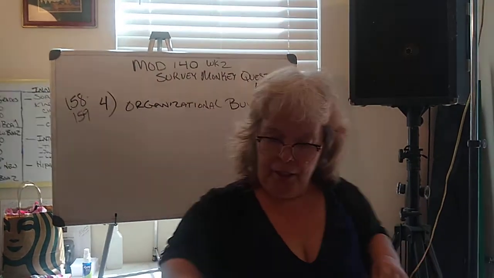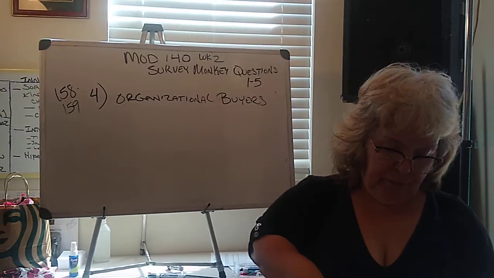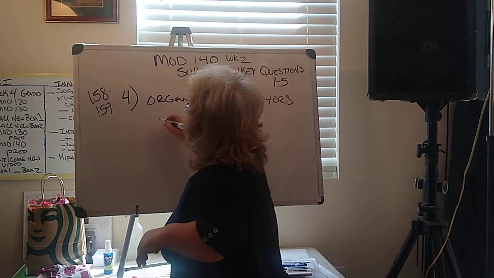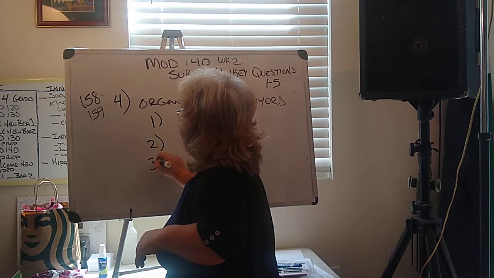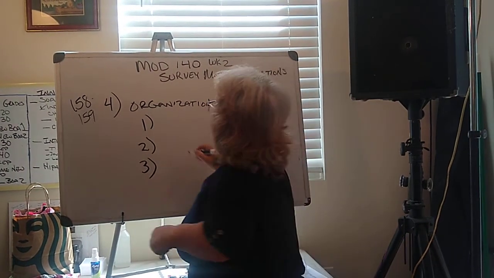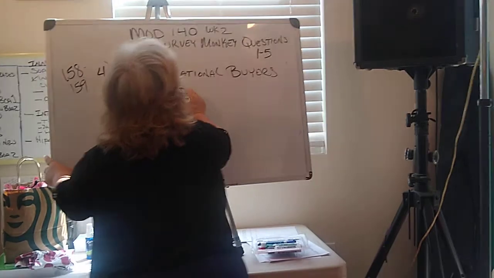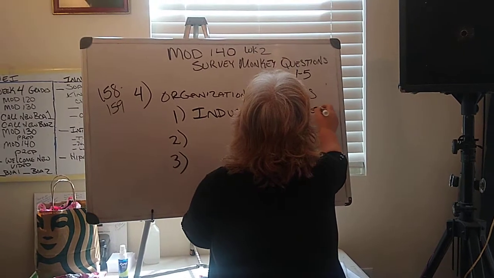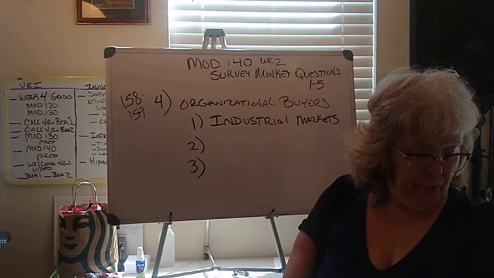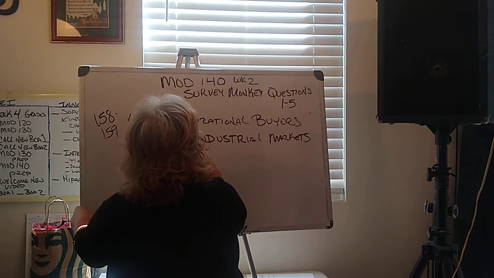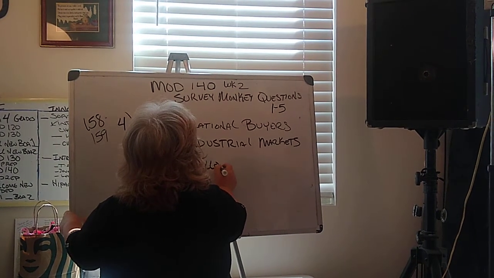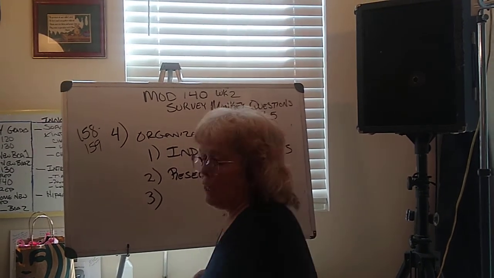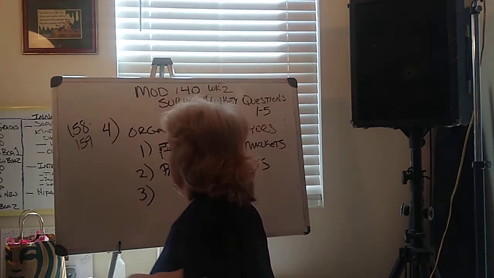On page 158, it talks about how organizational markets can be divided into 3 individual markets, and they are: number 1, industrial markets; number 2, reseller markets; and then number 3, government markets.